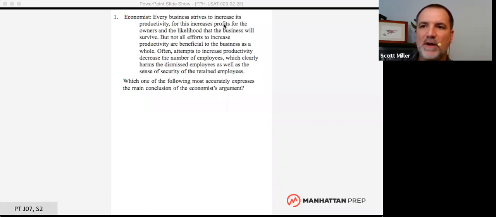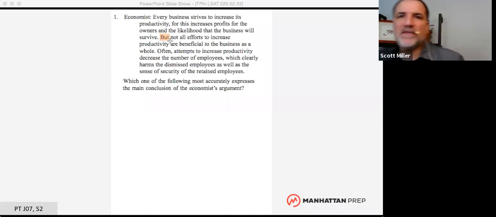We're thinking, okay, whatever follows is a premise. So maybe that's my argument. Every business strives to increase its productivity is the conclusion. For is the premise indicator, and my premise is that this increases profits for the owners and the likelihood the business will survive. But then we have this word but. And but is a really important word in LSAT logical reasoning because it indicates a pivot.